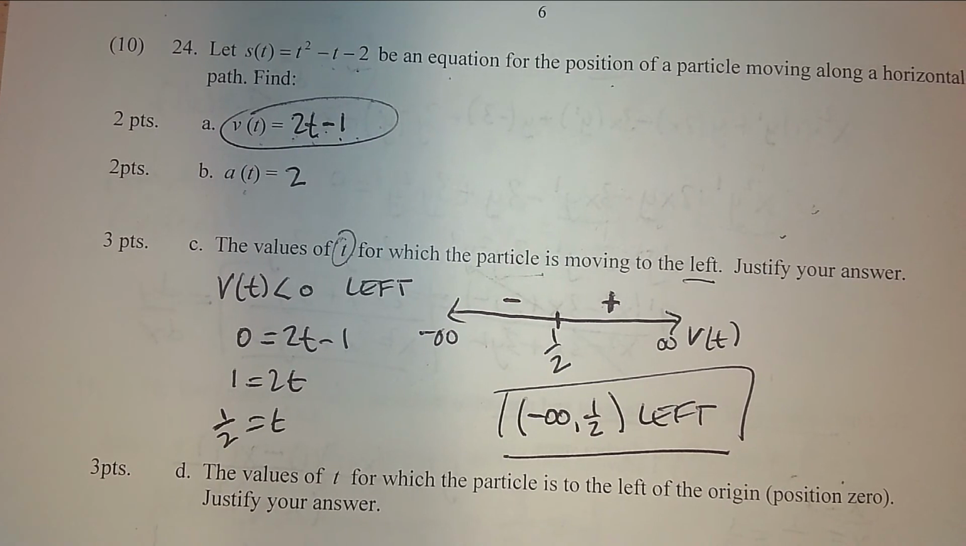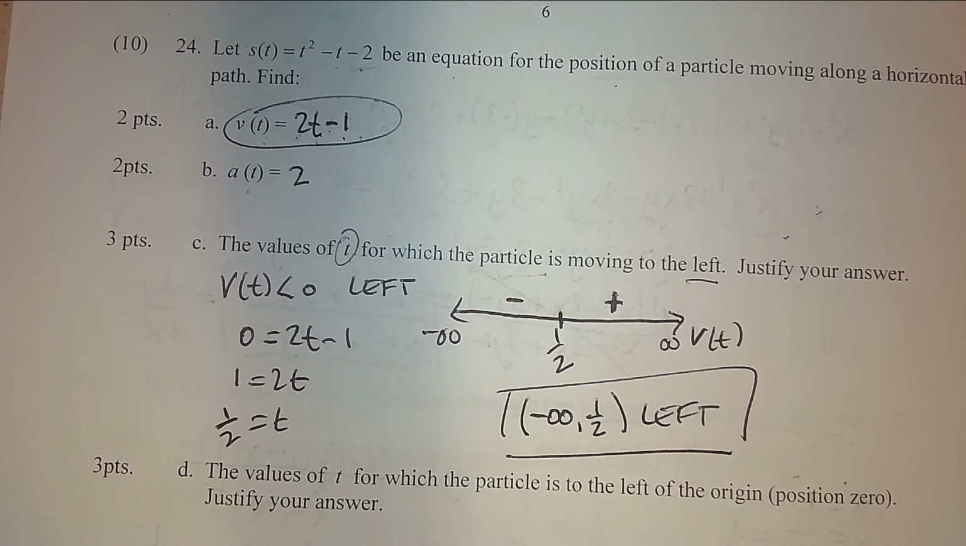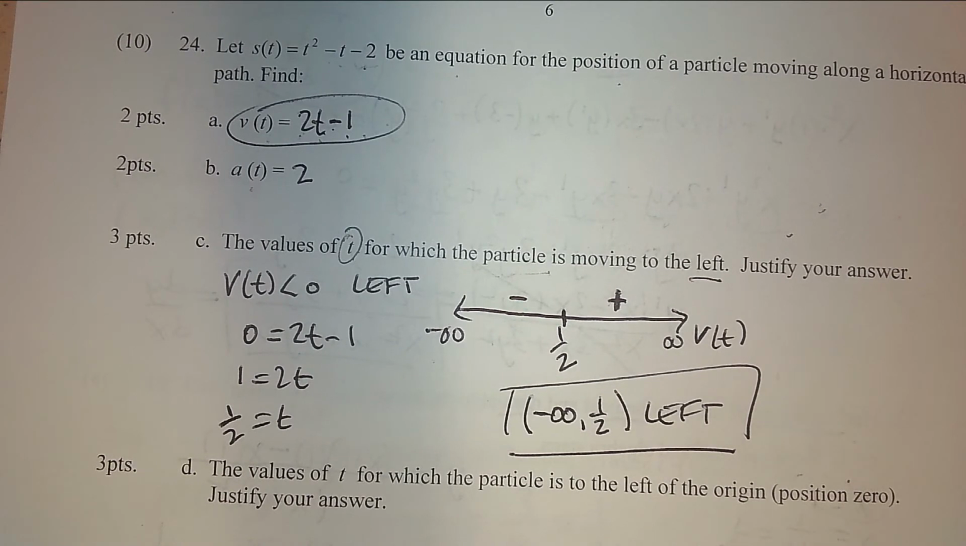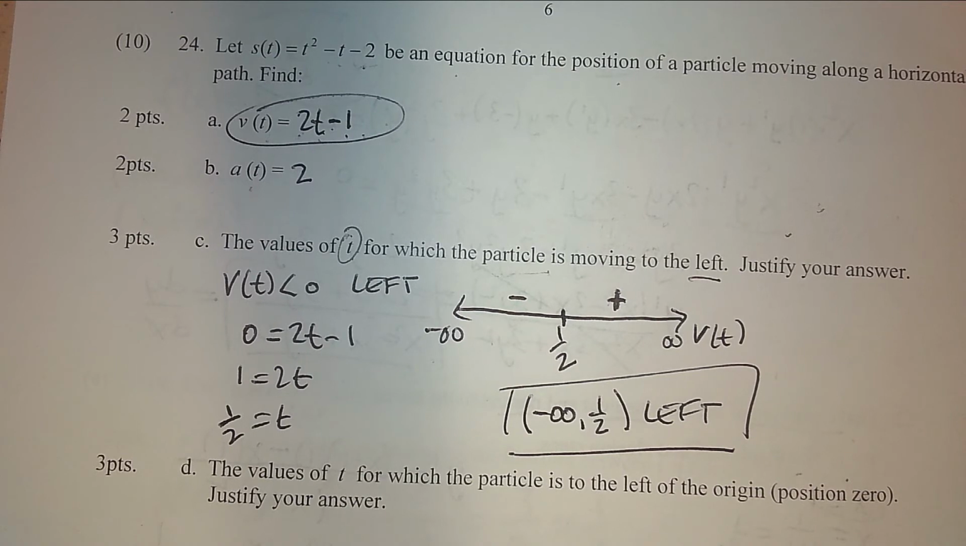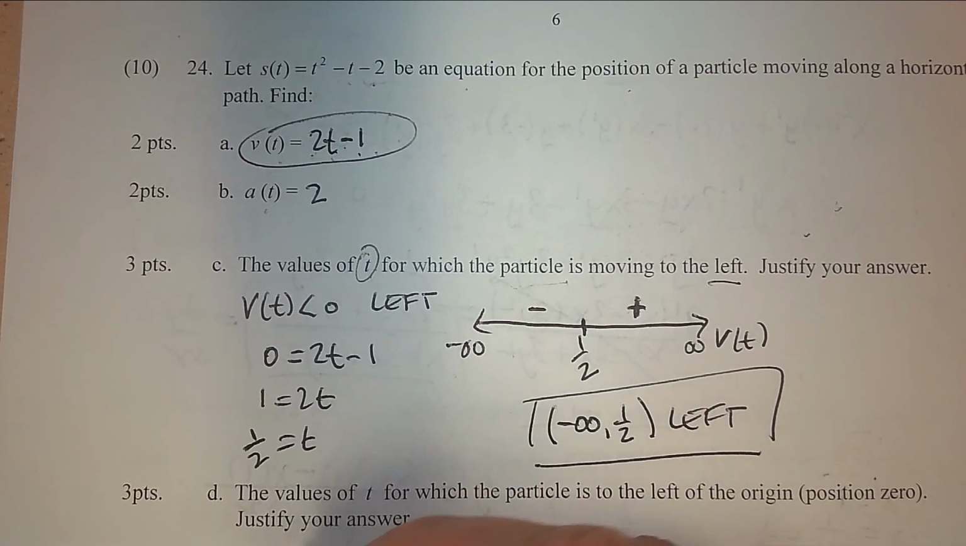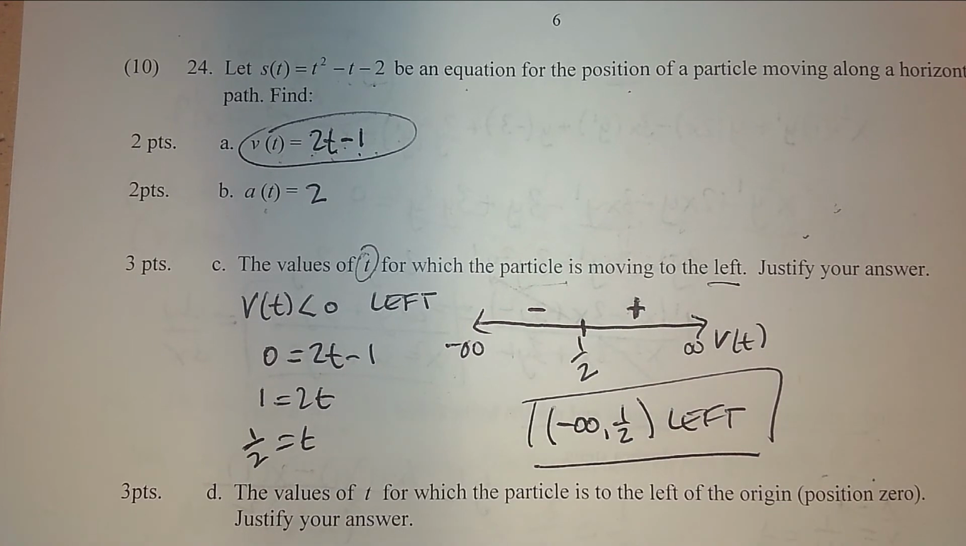List the values of t for which the particle is to the left of the origin. That means the position is 0, and to justify your answer. So, in order for me to understand it, I first need to know when it's actually at 0 to know if it's to the left or to the right and so on. So I need to know the position first of where we're at. So when is it at 0, then I can understand left or right.